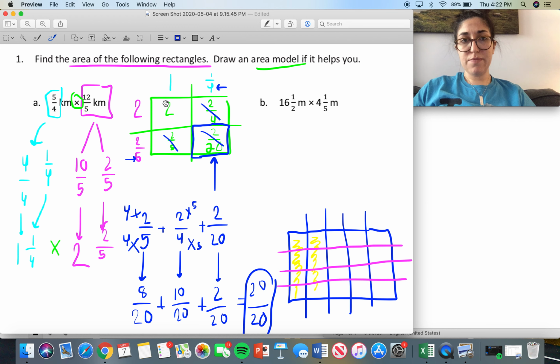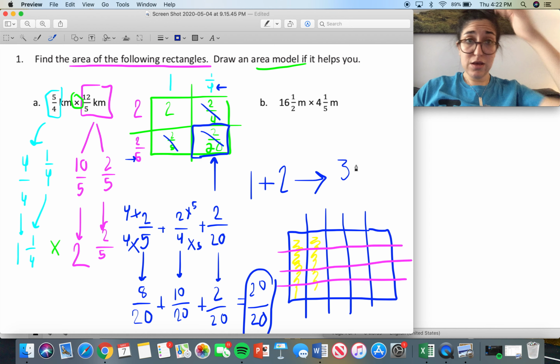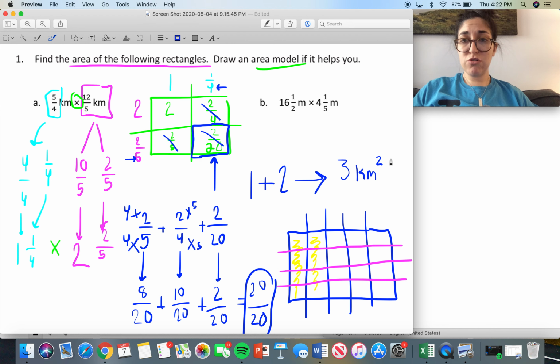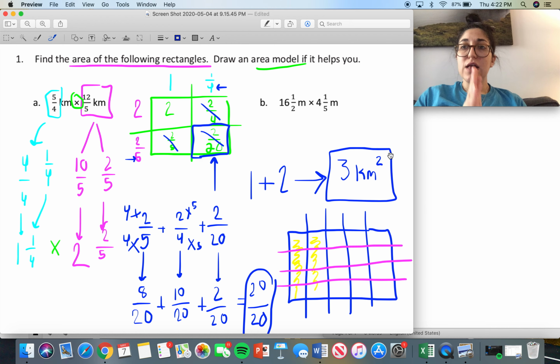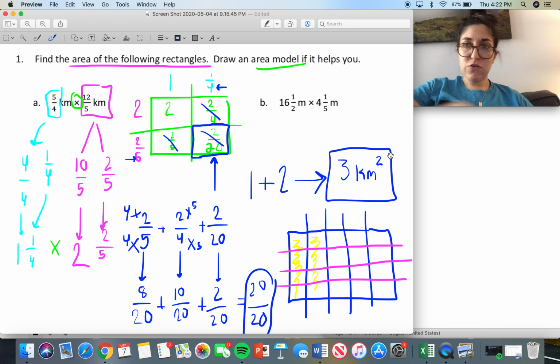So now all I'm doing is 1 plus 2, and that is going to get me 3. And there's one more thing, 3 kilometers, that's the measurement I'm using, and since it's area, it's 2-dimensional, 2 kilometers squared. That's the first one. Let's go to the second one, all right?